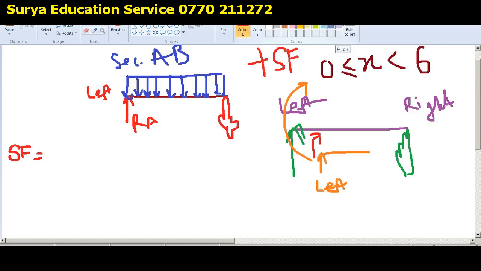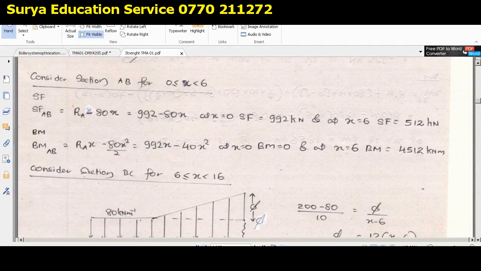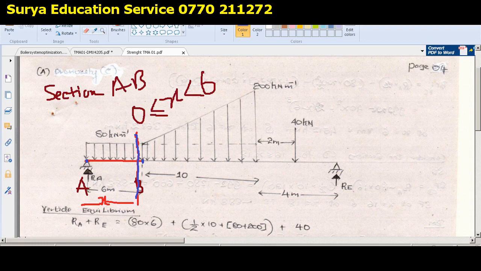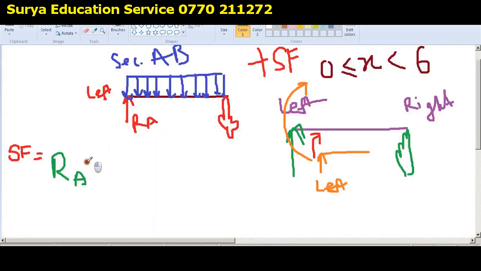There are certain other ways, and this is how I teach. So this Ra, and then you can see there's a uniformly distributed load. So what is the value of that uniformly distributed load? I think that is 80. Minus, but why minus? Because the resultant force is towards the downside, right? So that is downwards.